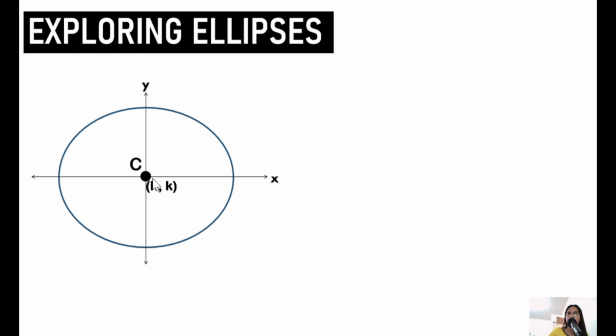Let's name the coordinates of our center as (h, k). We also have F1 and F2. How far are F1 and F2 from our center? Actually, that distance is c units. The focus is c units away from the center.